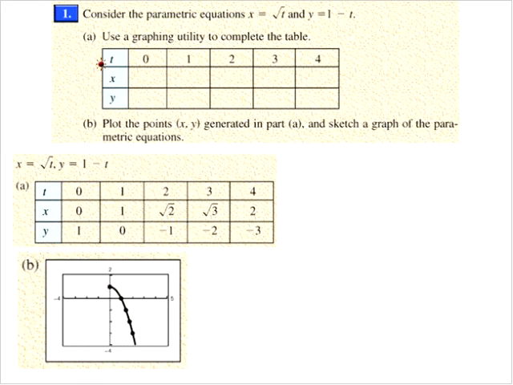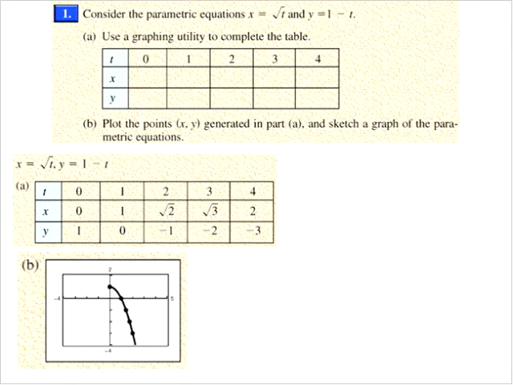So basically what we're going to do is we're going to choose values for t and then plug them into our equations to get our values for x and y, and then we're going to look at those as our ordered pairs. So here I have x equals the square root of t and y equals 1 minus t. So let's just choose some values for t here, and they gave us 0 through 4. And let's start with just filling in the chart for x.